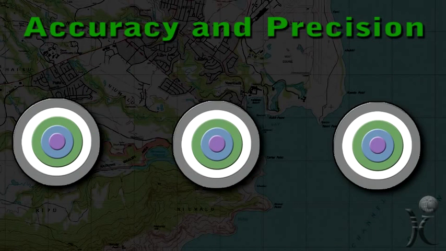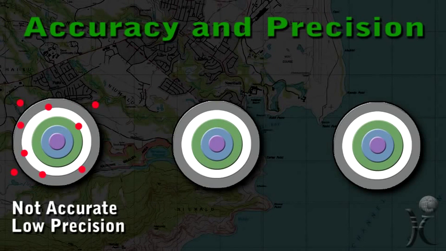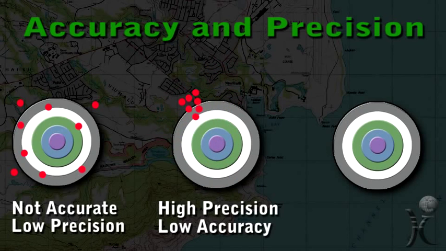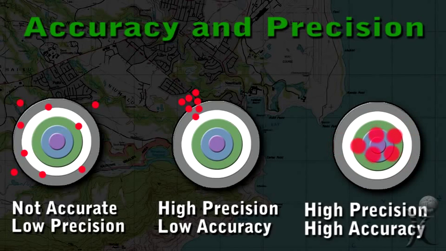In this simple graphic, the center of the circle represents the true location. This cluster of points shows the positions as being not very accurate and not being very precise. This graphic shows a high degree of precision, but a low degree of accuracy. And finally, this reveals a high degree of accuracy and high precision.